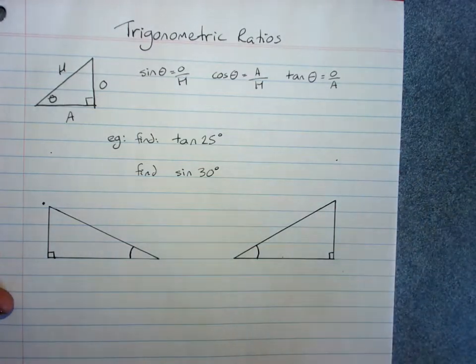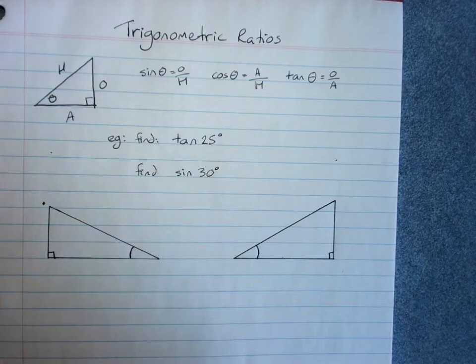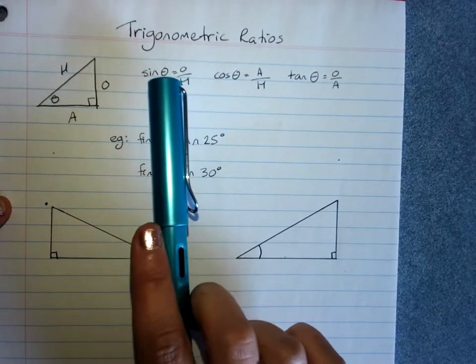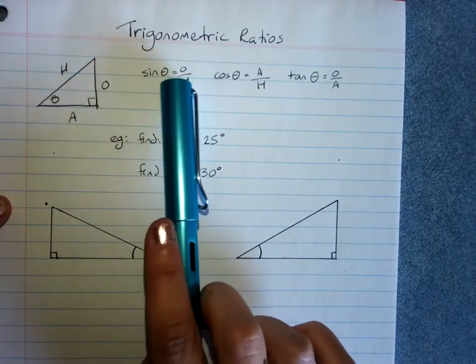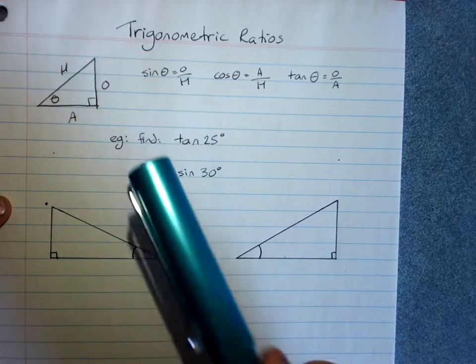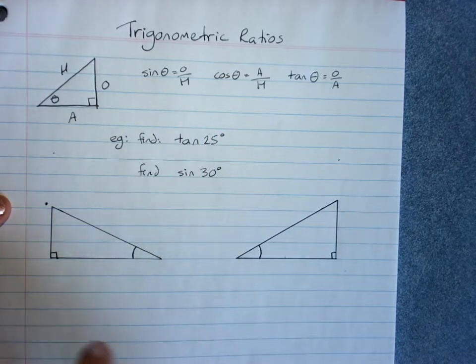Trigonometry relies on similar triangles. We know that similar triangles have angles that are equal, matching angles that are equal, and they have sides in matching ratios. What trigonometry relies on is the fact that a right-angled triangle with a particular angle will always have pairs of sides in matching ratios. And these ratios are known and they're programmed into your calculators.